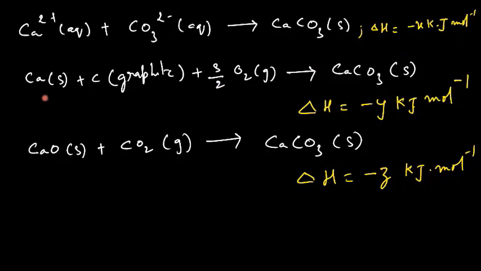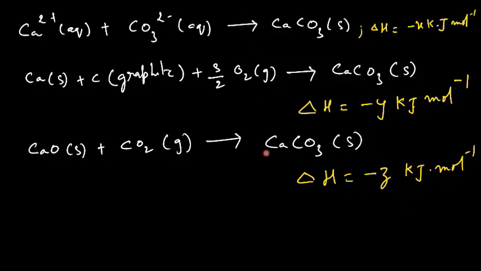In the second equation, calcium is an element, graphite carbon is an element, and oxygen is an element. So calcium plus carbon plus oxygen combine and we get calcium carbonate solid, and here the change in enthalpy ΔH equals minus y kilojoule per mole. In the same manner, in the third equation, calcium oxide, which is a compound, combines with carbon dioxide, another compound, and we get calcium carbonate, and the change in enthalpy is minus z kilojoule per mole.